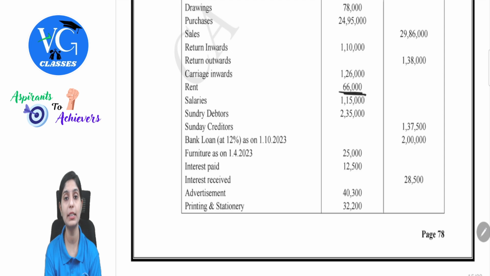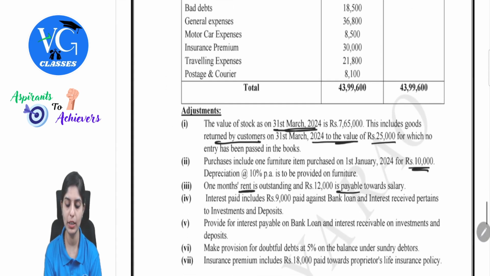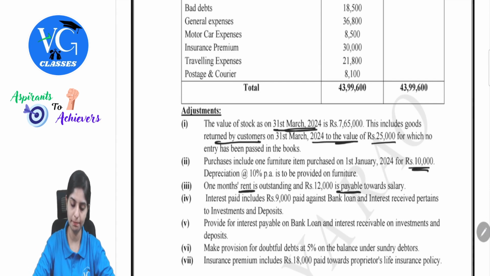What do you understand by this? This is just representing 11 months rent. 1 month rent is outstanding means you have to be able to find this out all by yourself. Yes. And then 12,000 is payable towards salary. What does this mean? It is outstanding. It is yet to be paid.